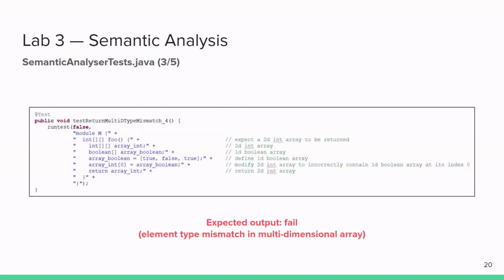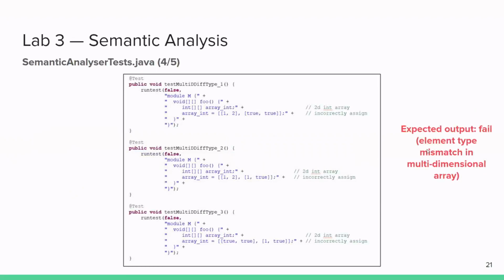Next, this is a test that checks for type mismatch between the elements in the multidimensional array. So for example, since a Boolean array is assigned to an integer array, the test should fail. Here are a few more tests that test for the same kind of type mismatches within a multidimensional array.